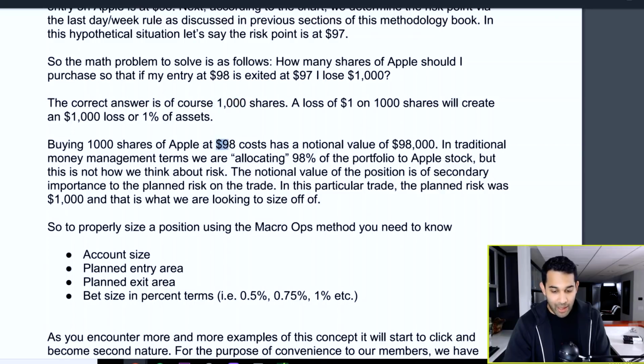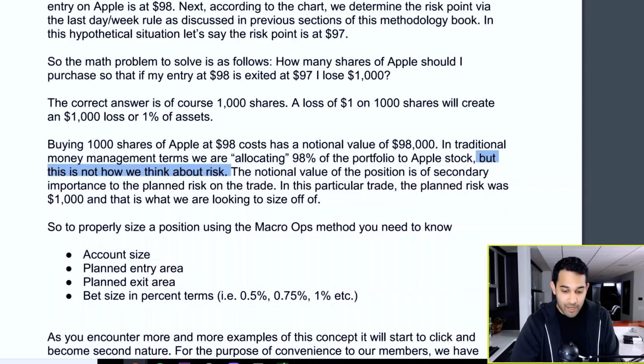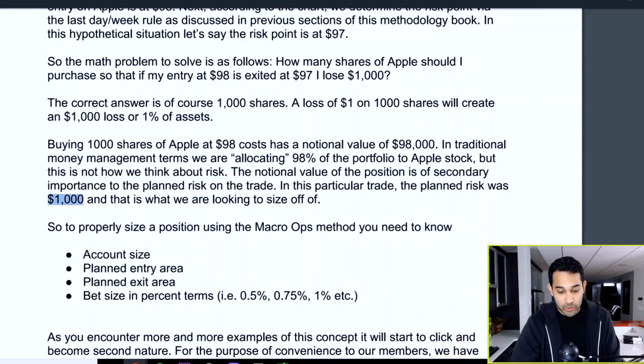Now here's where things get really different between the risk and notional sizing model. If you're buying 1,000 shares of Apple at $98, that's a notional value of $98,000. So if you're thinking about it in a traditional way, you would be allocating 98% of your $100,000 portfolio to Apple. And that seems crazy from a standard perspective, but that's not how professionals think about risk. The actual notional value, how much you're putting into the stock, is of secondary importance to the planned risk on the trade. So in this trade, our planned risk was $1,000, and we need to size our position based off that.